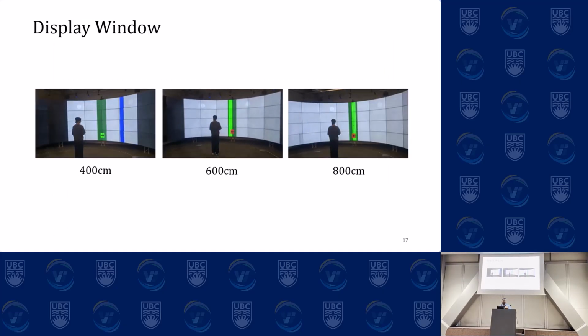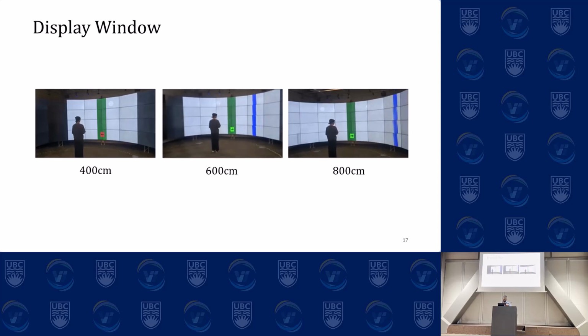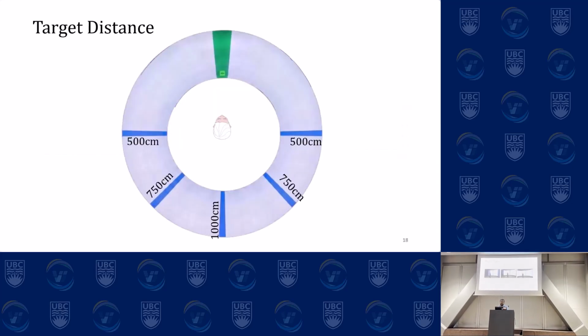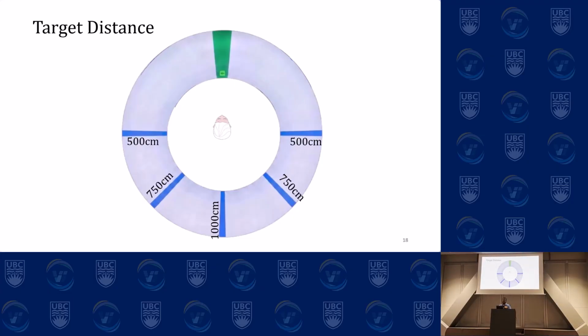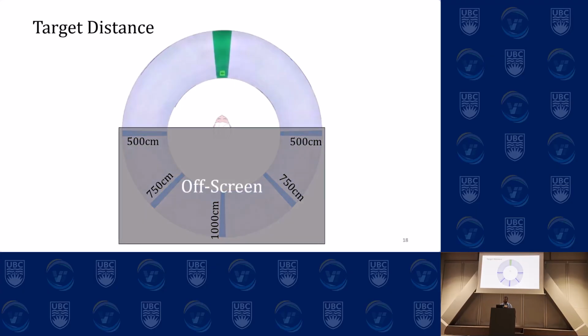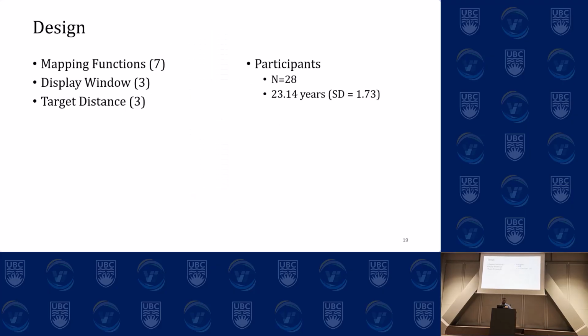We chose 3 different window sizes, that is 400 centimeter, 600 centimeter, and 800 centimeter. We also used 3 target distances, that is 500 centimeter, 750 centimeter, and 1000 centimeter from the center of the screen. These are placed along the curved surface and are off-screen. To summarize, we ran a within-subject study where we evaluated 7 mapping functions with 3 display windows and 3 target distances. We had 28 participants.